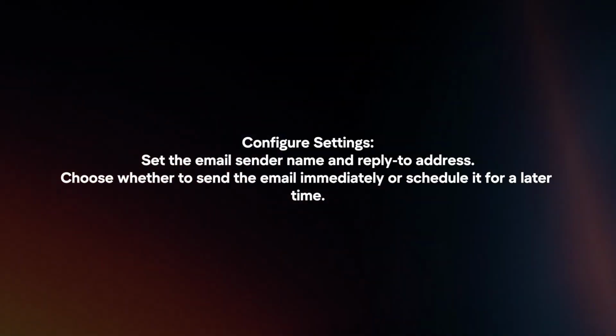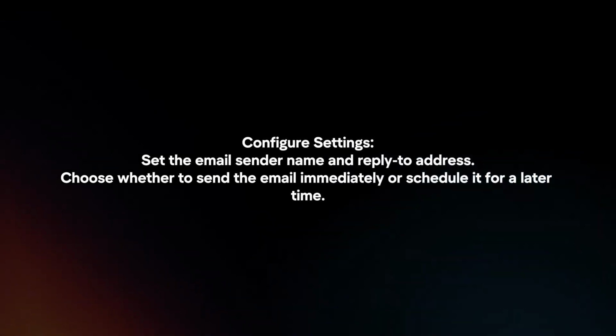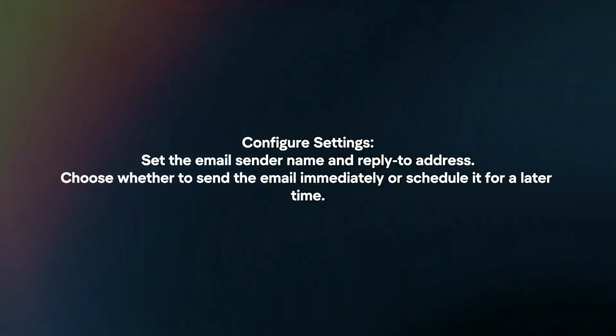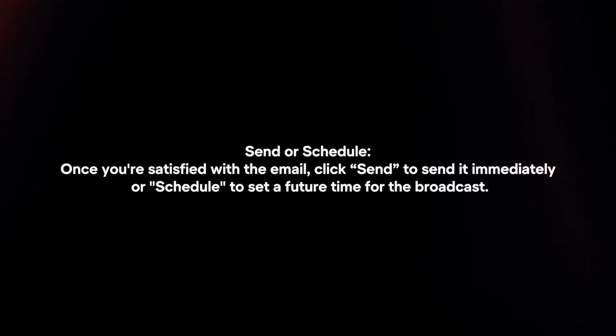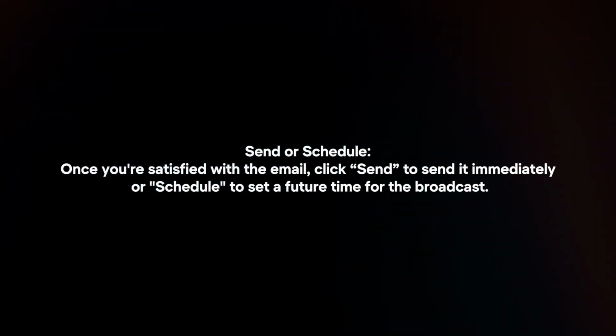Configure settings. Set the email sender name and reply to address. Choose whether to send the email immediately or schedule it for a later time. Send or schedule. Once you're satisfied with the email, click send to send it immediately or schedule to set a future time for the broadcast.